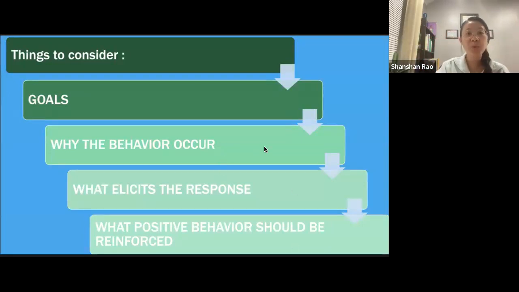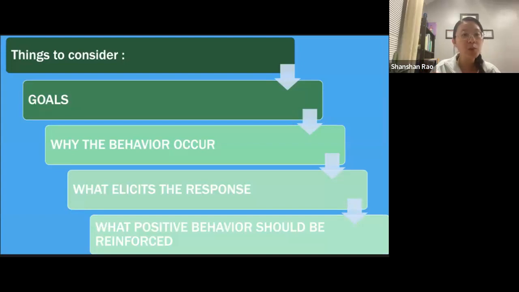The second one is we want to know why the behavior occurs. That is the function of the behavior. So we use the ABC data sheets and we track the pattern of the behavior to identify its function. Sometimes we also use functional behavior assessment to really dive deep into the function of the behavior. But for now, we're not going to do that. If you want me to help you identify the function of the behavior, I can help you do that. But for now, taking the ABC data will be enough.